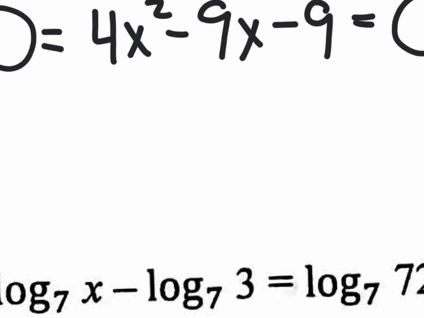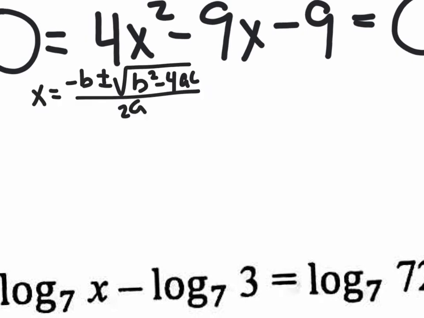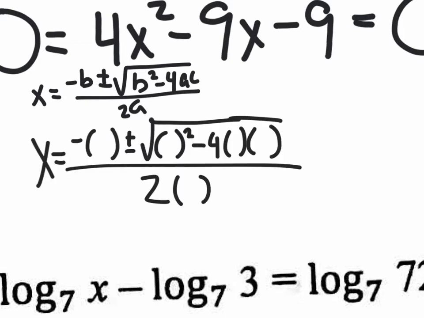The quadratic formula is x equals negative b plus or minus the square root of b squared minus 4ac divided by 2a. And the way to apply that formula would be to replace all your variables with parentheses and then substitute your a, b, and c value. So there it is, setting it up. Let's actually plug in our a value of 4, your b value of negative 9, and your c value of negative 9.